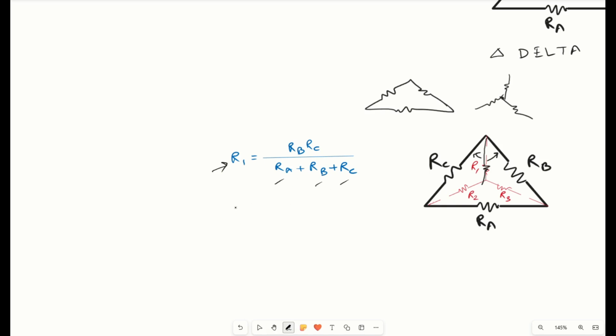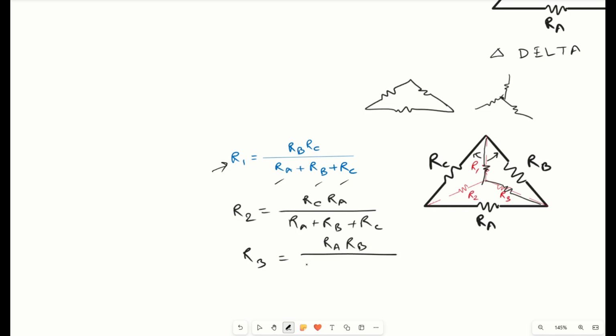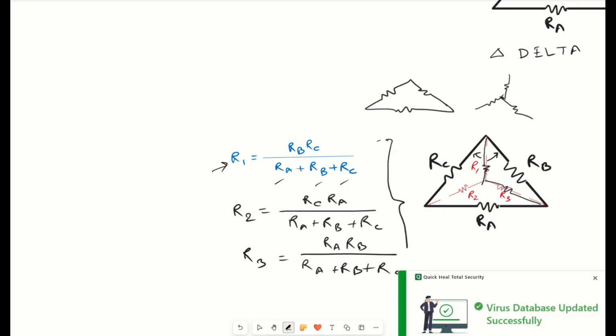Similarly, if you want to write for R2, the adjacent ones are Rc and Ra. So Rc Ra divided by the total, that is Ra plus Rb plus Rc. Similarly, for R3, the adjacent ones are Rb and Ra, so Ra Rb divided by the total Ra plus Rb plus Rc. If you follow this rule, there is no requirement of remembering anything.